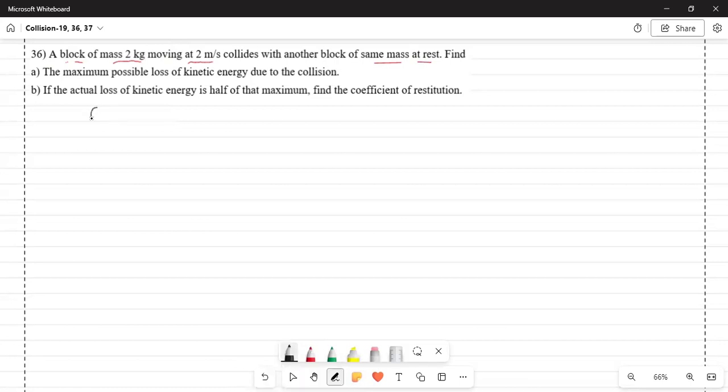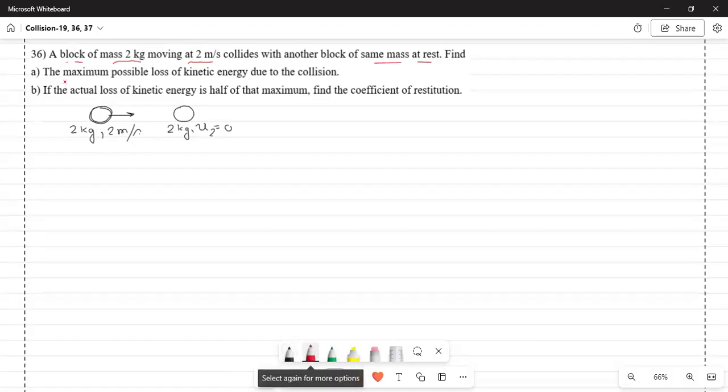There is a block of mass 2 kg moving at a speed of 2 meter per second, and it collides with another block of same mass, 2 kg, but at rest, u2 equal to 0. Now, what is the question? Find the maximum possible loss of kinetic energy.